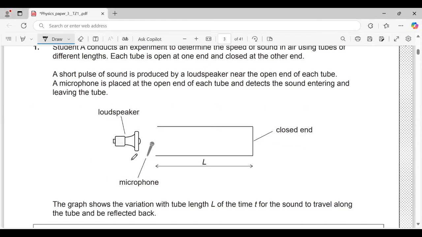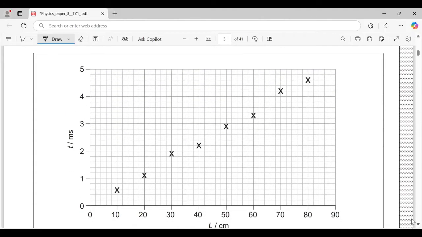So this is the diagram of the experiment. The graph shows the variations with tube length L of the time t for the sound to travel along the tube and be reflected back. This is the graph, with a scatter plot. And look, the distance is 10 centimeters, 10 centimeters, 10 centimeters, right?